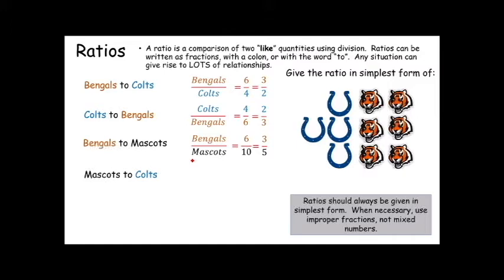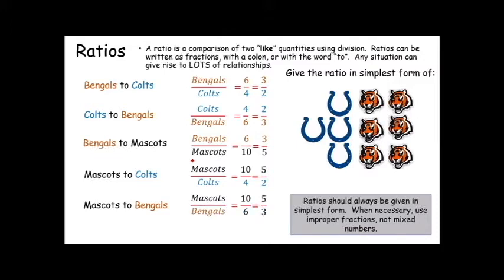Could you do mascots to Colts? Hopefully you realize mascots is on top, Colts is on bottom. So 10 to 4 or 5 halves. Or how about mascots to Bengals? You may want to pause the video and try this one on your own, and then restart the video. I'm going to assume you've already done that. Mascots to Bengals would be 10 to 6 or 5 to 3.